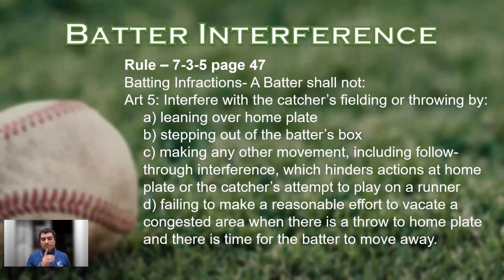C, I think, gives us even more leeway, where we potentially may not even have to worry about where the batter's box is, but making any other movement which hinders actions at home plate or the catcher's attempt to play on a runner. If you look at the batter's movement and you're like, yep, he is interfering with the catcher, then that's where we have some wiggle room. And the last one, failing to make a reasonable effort to vacate. This is like a passed ball and a steal of home, or a straight steal of home. Again, on a straight steal of home, he probably wouldn't have time to move out of the way, but a passed ball where the throw is coming in, I'm giving a little foreshadowing there.